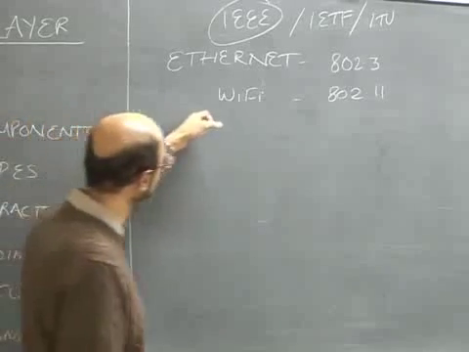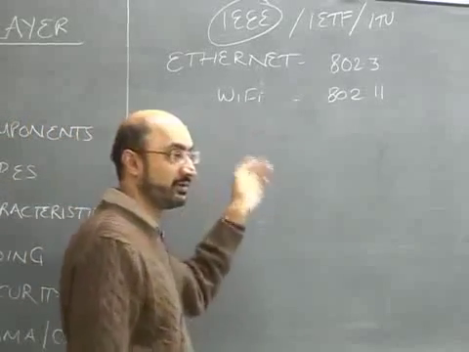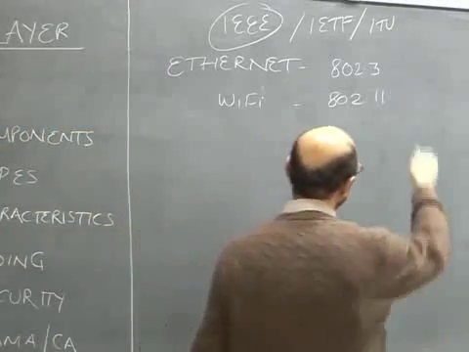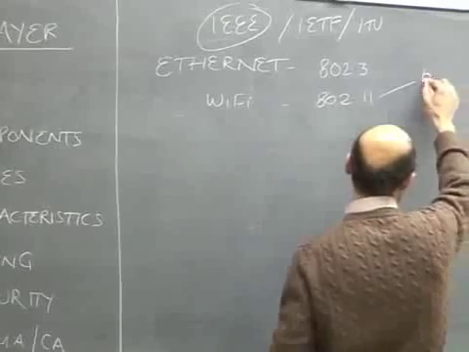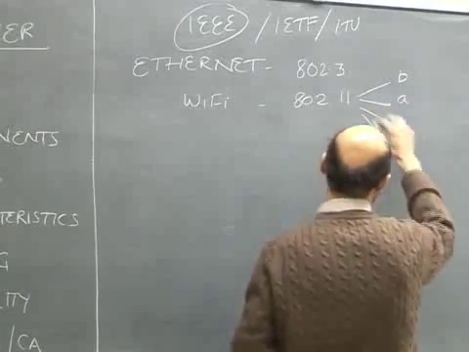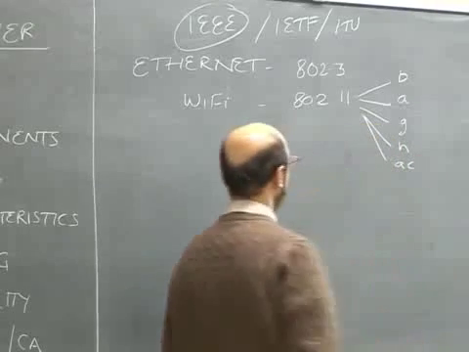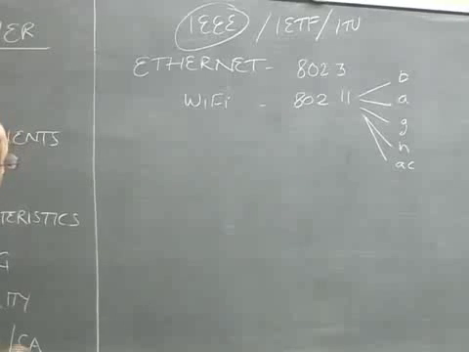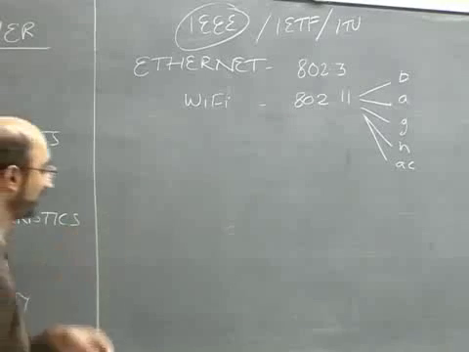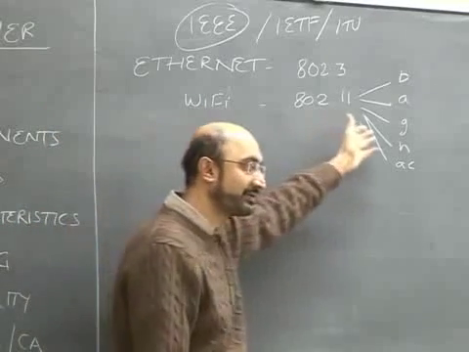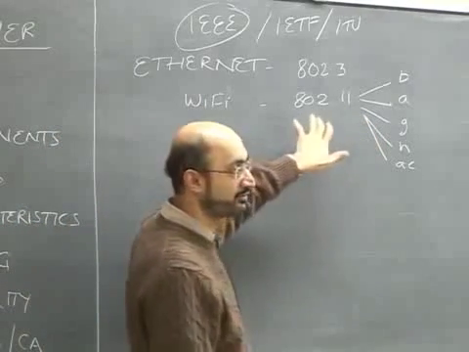And then the Wi-Fi group was given the subgroup number 802.11, and then they came up with multiple standards, which are in historical order B, A, G, N, and then AC. I'll talk about them in a bit more detail, because it's very important to know what these little designations mean. But these all refer to specific standards that came out from the 802.11 group.